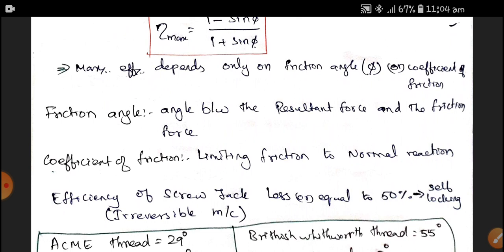It is the angle between the resultant force and the friction force, that is called the friction angle, and the coefficient of friction is the ratio of limiting friction to the normal reaction. The ratio of limiting friction to the normal force is called the coefficient of friction.